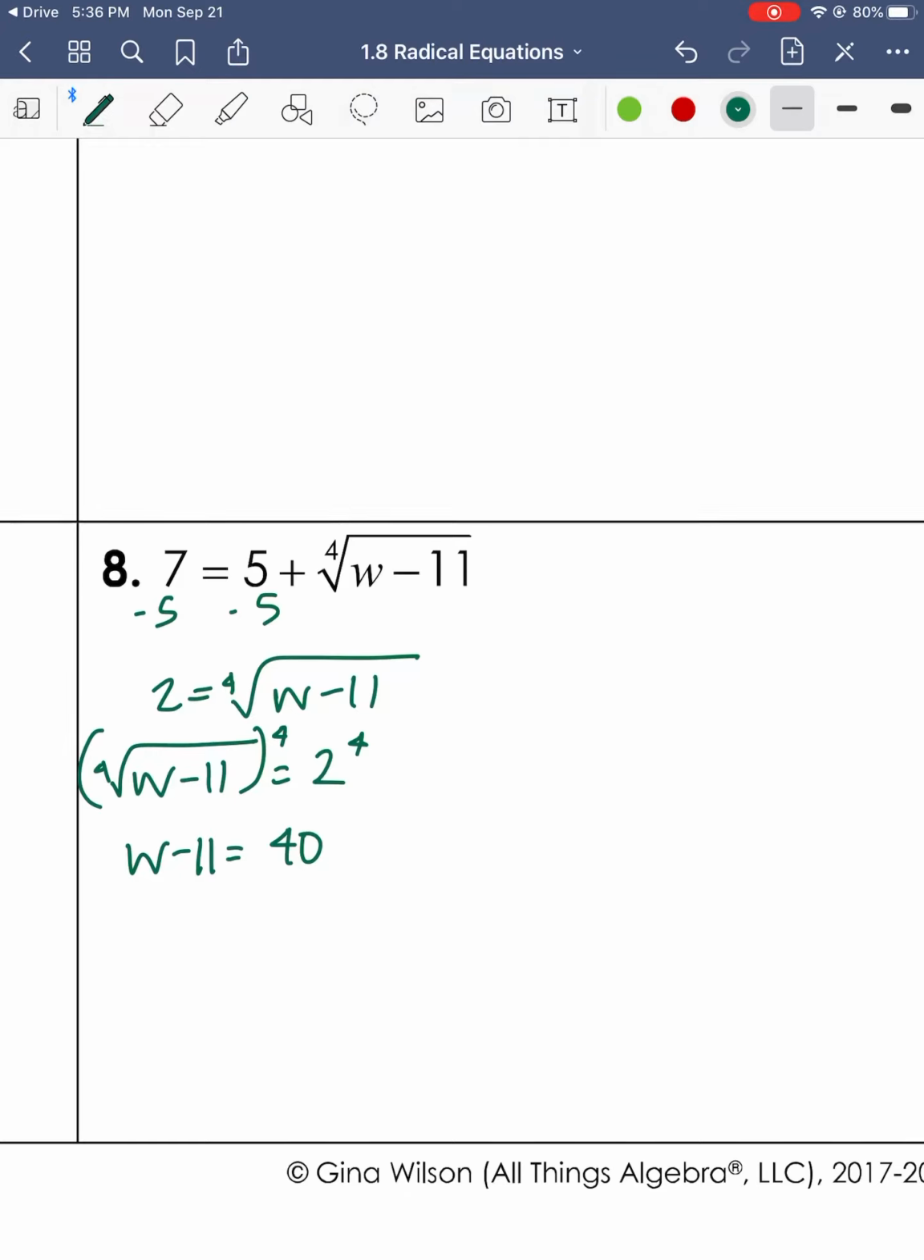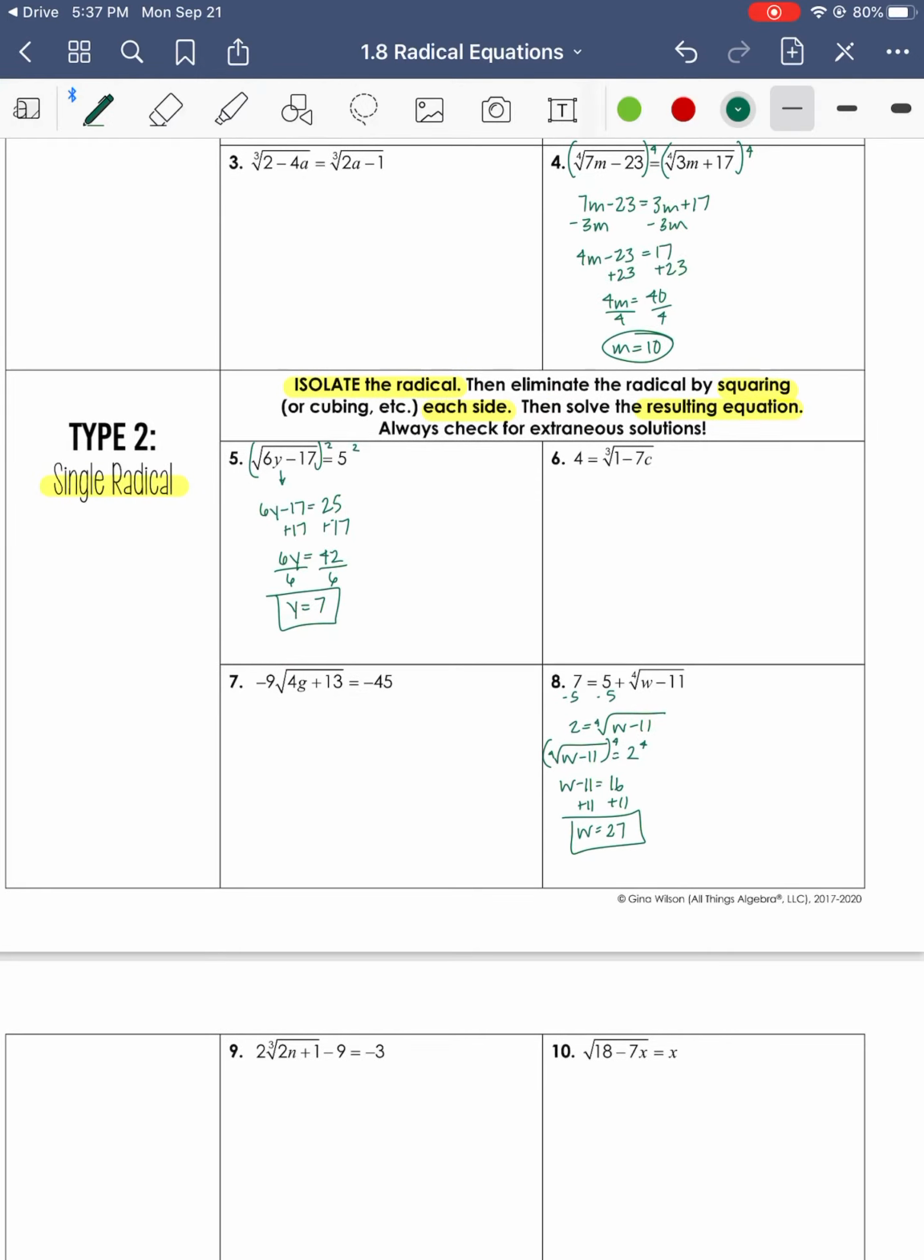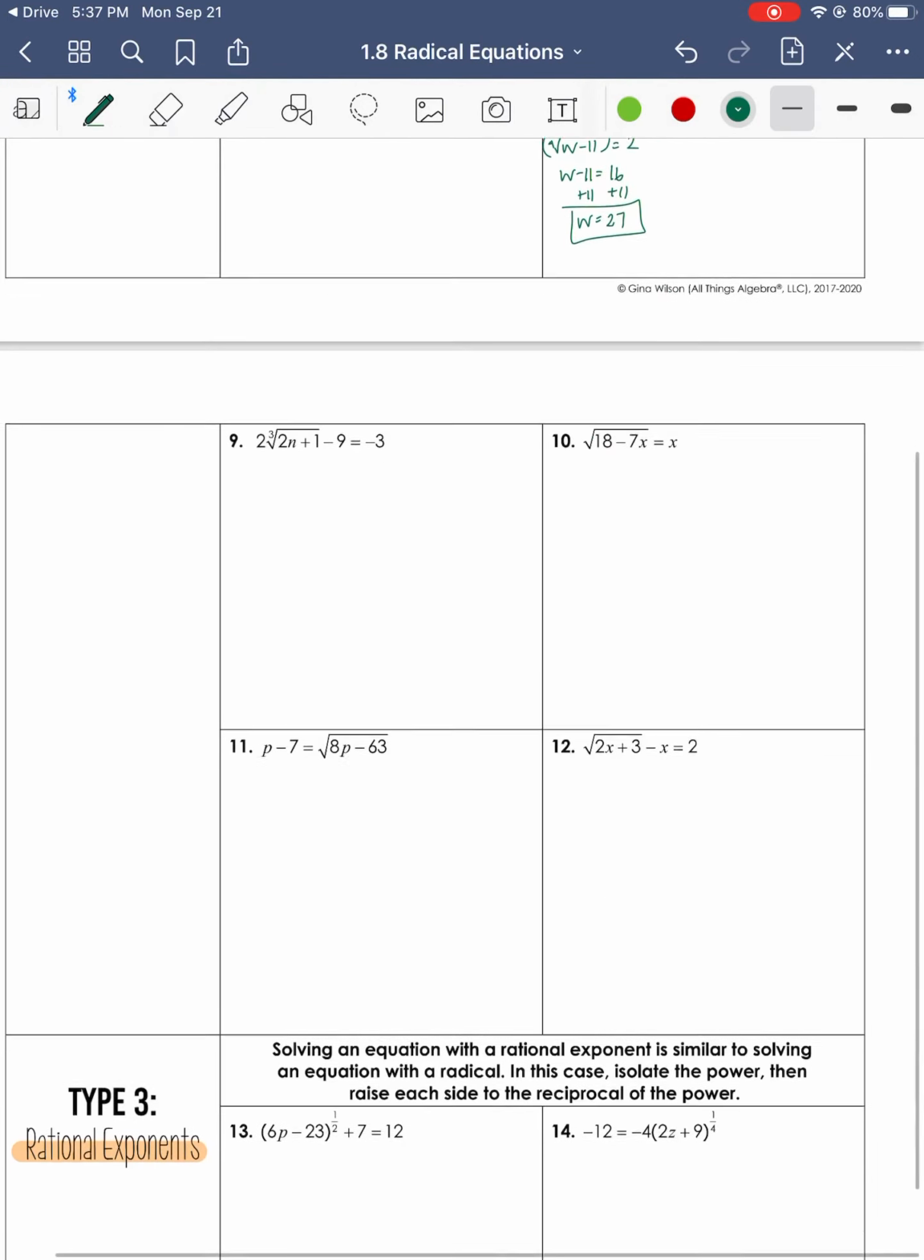And then we're going to... it's 16. I don't know where that came from. 16. Then we're going to add 11 to both sides. We get w is equal to 27. My goodness, I'm trying to go way too fast. Okay, w is equal to 27. And that is that.